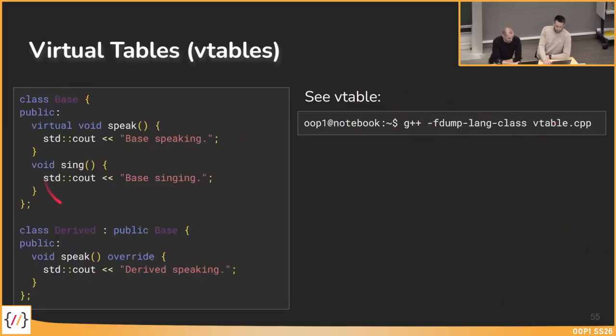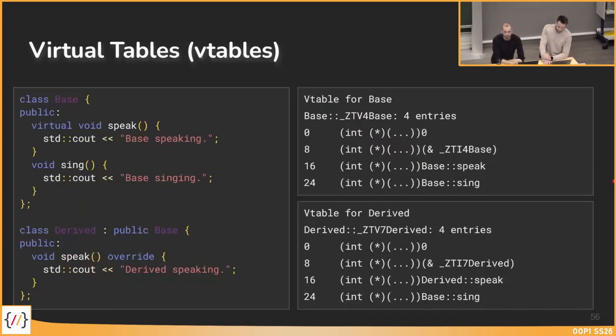Again, I have here a base class. In this case, it's really called base, with a speak and a sing method, and a derived class, which is derived from the base class, which also has speak overridden, but not sing. And if I want to see this vtable, you get something like this, a bit confusing, I have to admit, but it's pretty basic what is in there.